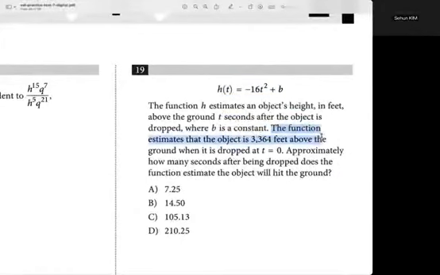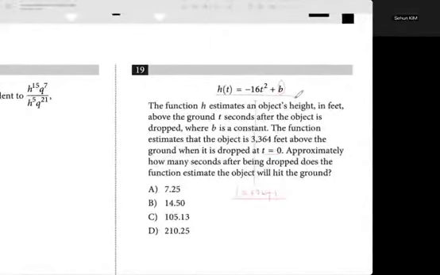The function estimates that the object is 3,360 feet above the ground when it is dropped at t equals 0. So what this question gives us is that the first coordinate, when t equals 0, is 3,336. So we could conclude that the question is giving us a coordinate that corresponds to the function. What we need to do first is find b, the constant in this function. How? By plugging in the coordinate given.